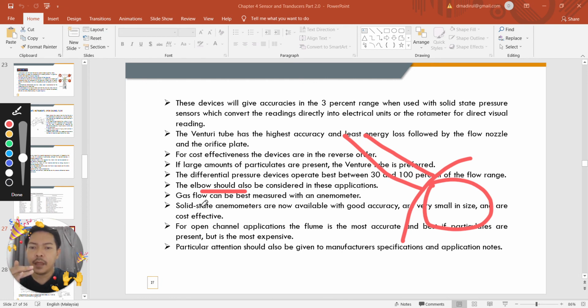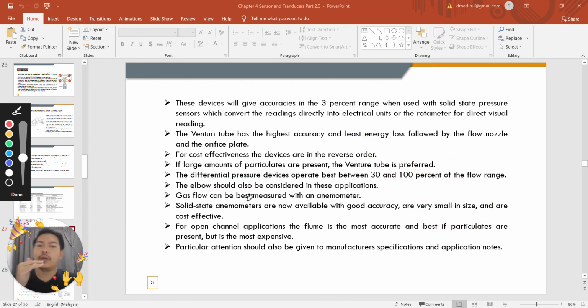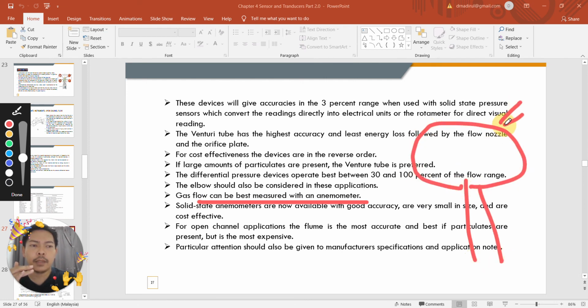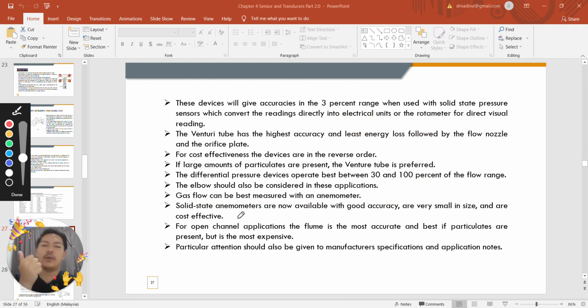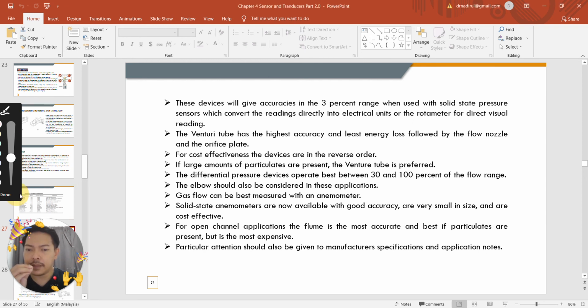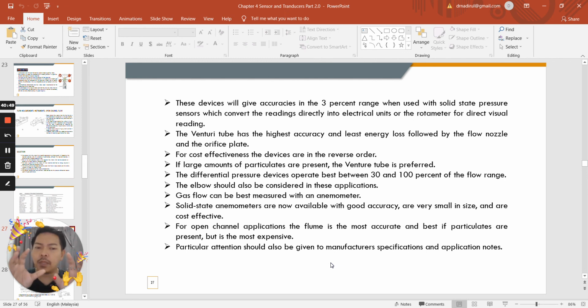Gas flow can be measured with an anemometer. The anemometer here has a cup to measure the gas, as shown in the previous slide. Solid state anemometers are now available with good accuracy, are very small in size, and are cost effective. For open channel applications, the flume is more accurate and best if particulate is present, but it is most expensive. Particular attention should also be given to the manufacturer specification and also their application notes.